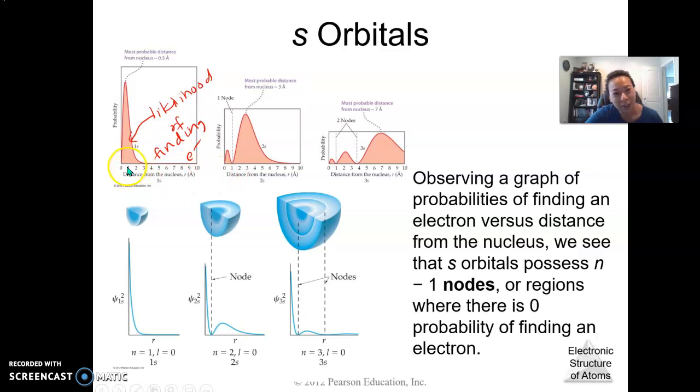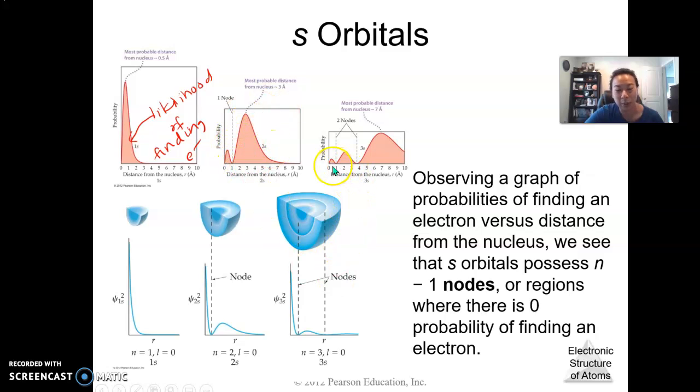Look at the 1s orbital. That's where it's most likely you're going to find electrons, right around where that 1 angstrom is. So what it's saying is where you're most likely to find an electron for the 1s orbital, you will not find a 2s orbital electron there. It's most likely going to be outside of the 1s orbital.